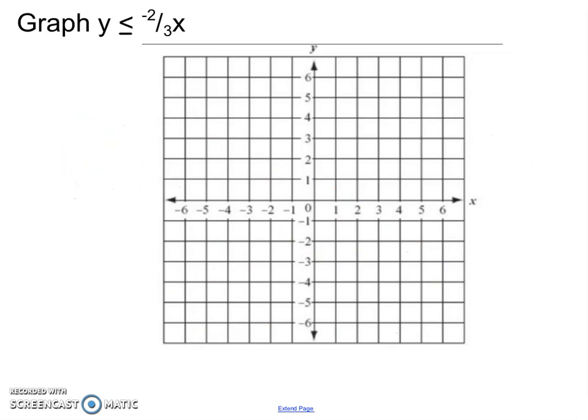Example 2, I've got y is less than or equal to -2/3 x. For this one I want to do the same thing. Start with my y-intercept, so I'm going to start with 0. And I'm going to graph my -2/3. So down 2 over 1, 2, 3. Down 2 over 1, 2, 3. Or I can go up 2 left 3. For this one, we've got that equal to spot, so that's going to be a solid line all the way through.